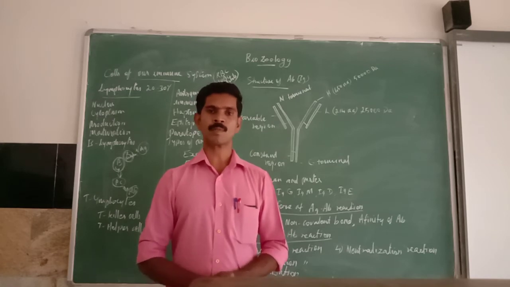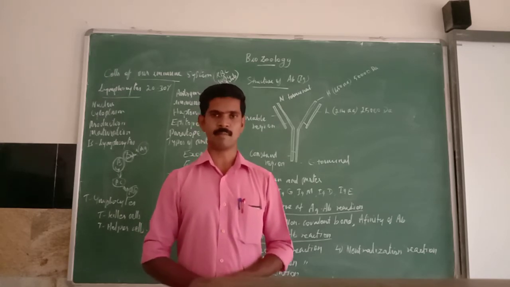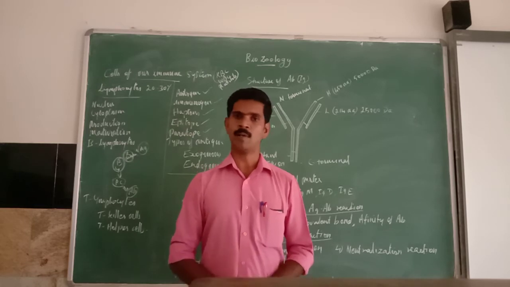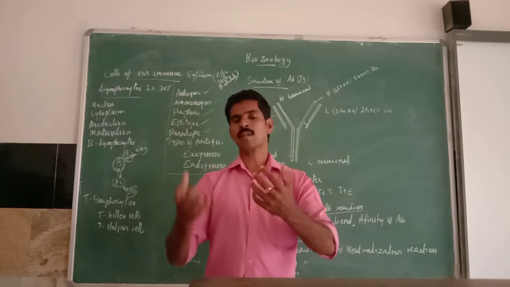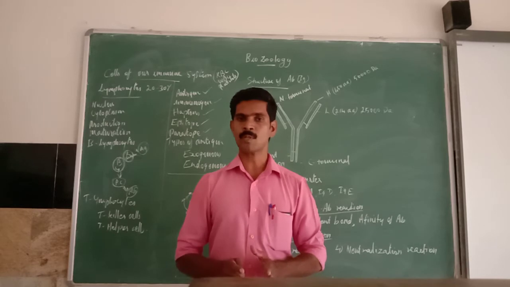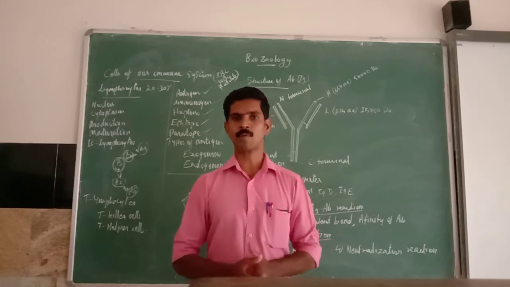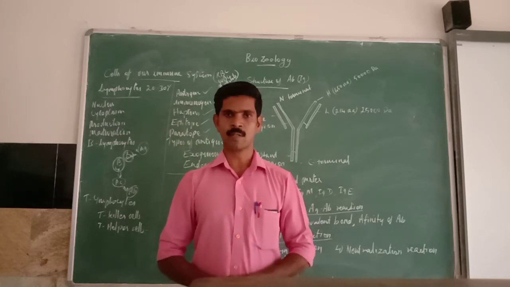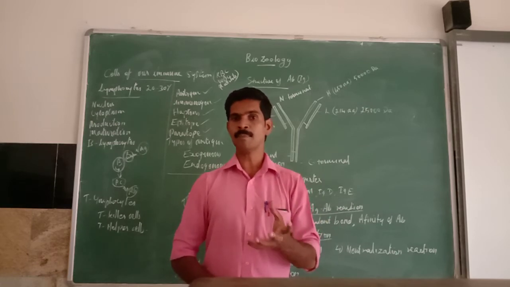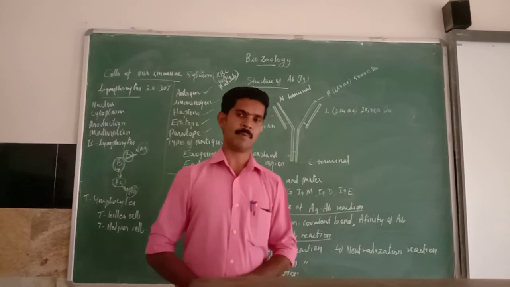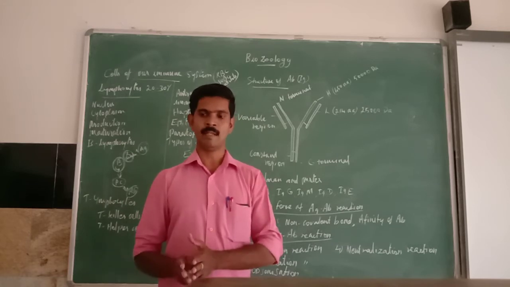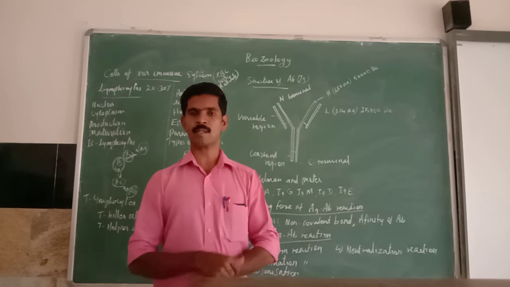And these antibody molecules are produced by the B lymphocytes of our immune system. So the B lymphocytes are responsible for the production of these antibodies. Whenever microorganisms, foreign particles or antigens enter inside the body, immediately the B lymphocytes produce different types of protein molecules. These protein molecules are called antibodies. So antibodies are produced on exposure to antigen. When the antigen enters, immediately antibodies are produced.